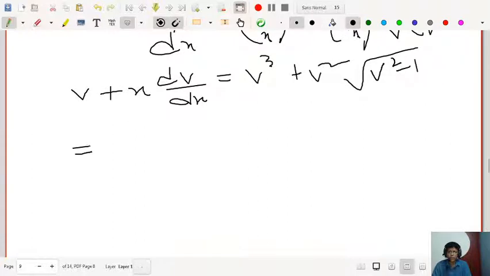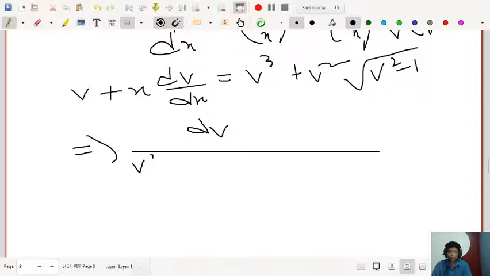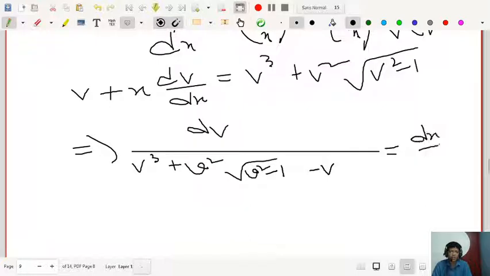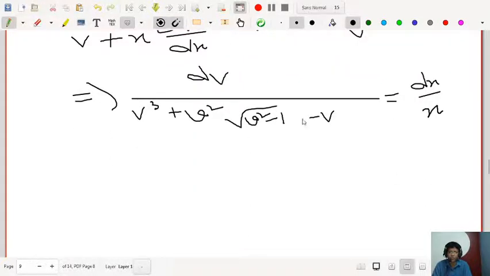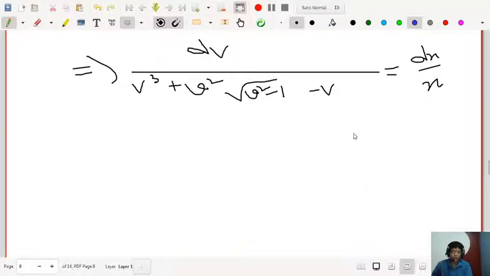So if you separate, transposing, and after that if you separate, it will be dv by (v cube plus v square) into root over v square minus 1 minus v equal to dx by x. It looks like a very complicated function, but don't worry about that. You need another substitution, v equal to sec theta.